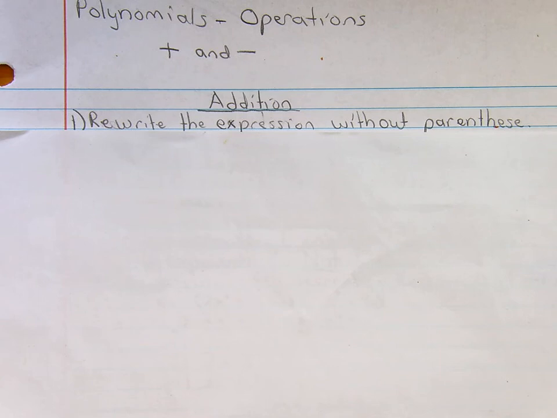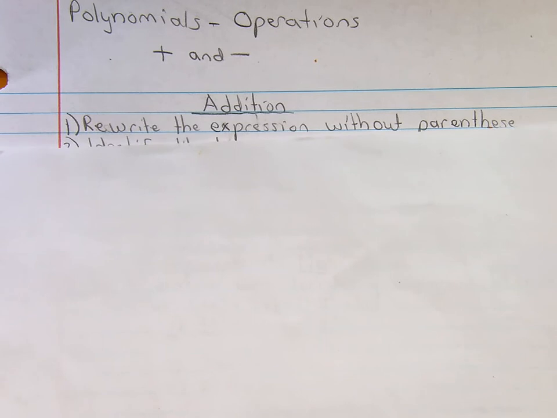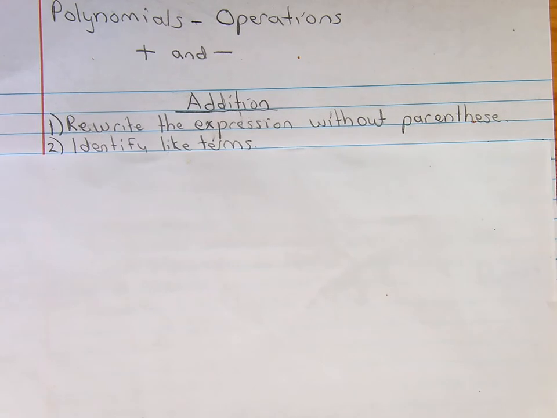Because addition doesn't change the signs of anything inside the parentheses, a positive times a negative is still a negative, a positive times a positive is still a positive. It's not going to change anything. So basically you can just rewrite it and ignore those parentheses.